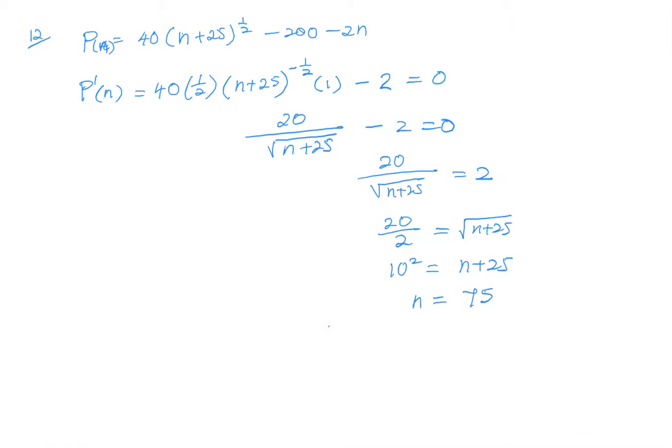So you have to draw the sign diagram of P prime n. In this case, when you draw the sign diagram, you must make sure you put it like that. So here is your 75, maximum, here is a plus, here is a minus. So you get the answer.